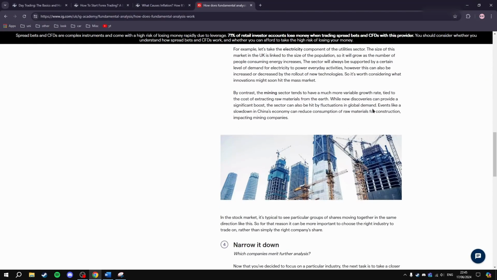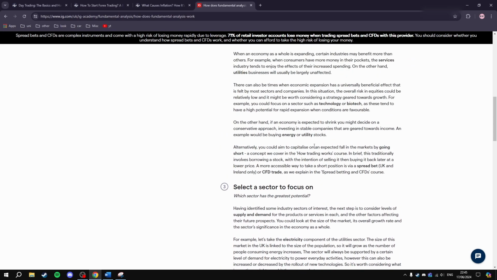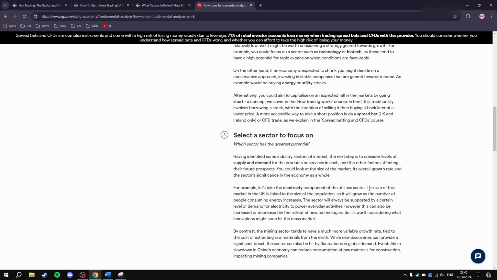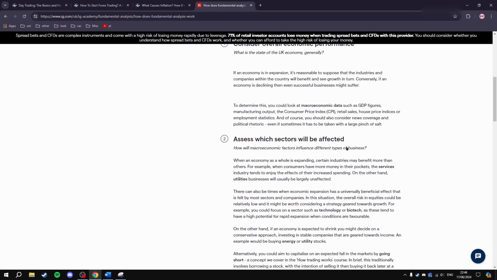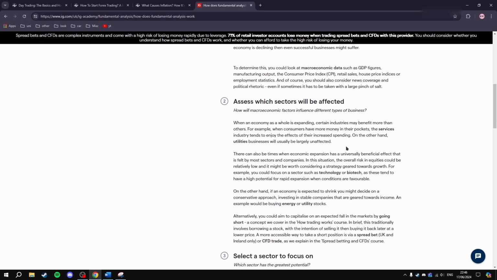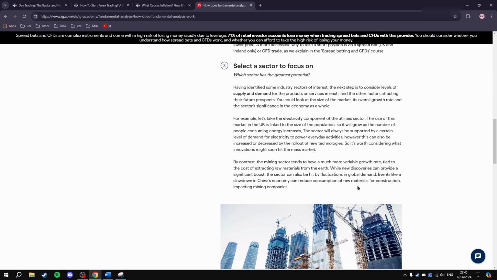For example, let's take the electricity component of the utility sector. So, before this, I think I should look at all the available sectors in an economy. There's the utilities, I guess services is another sector. I think I saw services, or the services industry, does that count as a sector as well? Services, technology sector, energy sector, that sort of thing. So work out what available sectors there are in an economy. Note to self.